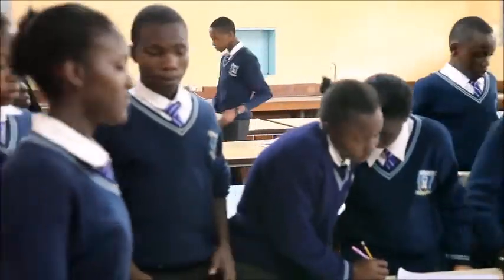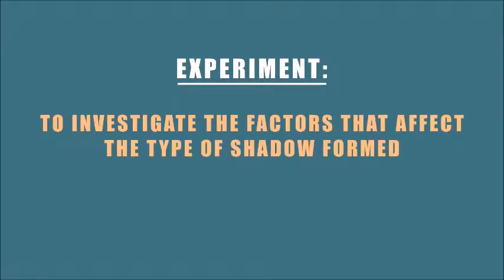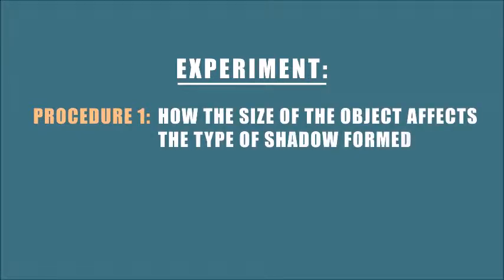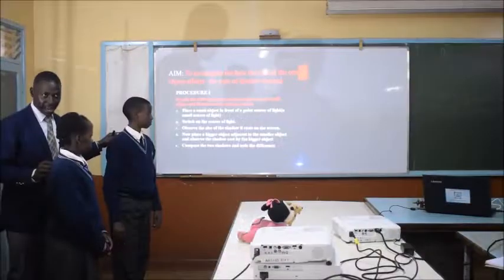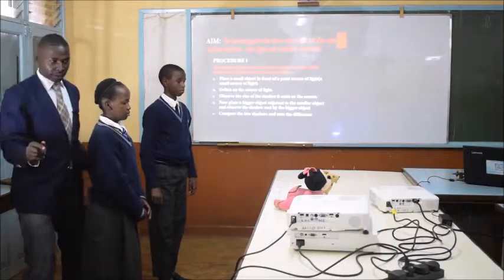So Samson and Benedict will guide us through this procedure. We are going to carry out three main procedures. Our first procedure, we want to investigate how the size of the opaque object affects the type of the shadow formed. So, here we go.